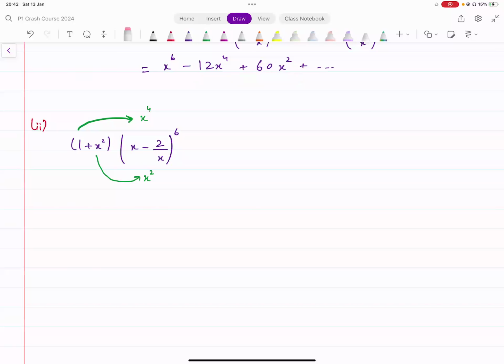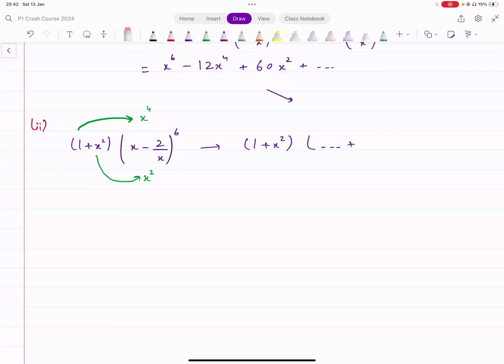So that's why it's important to first figure out which powers of x you need from this expansion. So these are the two powers that we need, x raised to power 4 and x squared. Okay, so now all you need to do is just pick those two powers from that expansion. So what are those two powers? We just ignore everything else.